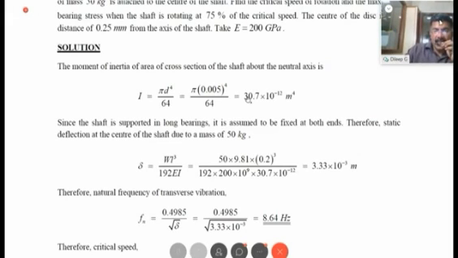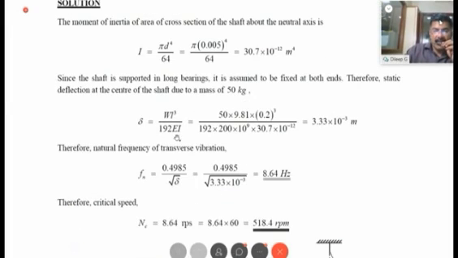അത് മാത്രമേ ആക്ട് ചെയ്യുന്നുള്ളൂ. അപ്പൊ ആ ലോഡ് കാരണമുള്ള ഡിഫ്ലക്ഷൻ ഓഫ് ദ ഷാഫ്റ്റ് നമുക്ക് കണ്ടുപിടിക്കുക. അത് കണ്ടുപിടിച്ചു കഴിഞ്ഞാൽ അതാണ് ഡെൽറ്റ. ആ ഡെൽറ്റ കണ്ടുപിടിച്ചു കഴിഞ്ഞാൽ അത് ലോങ് ബെയറിംഗ്സിലായതുകൊണ്ട് ഫിക്സ്ഡ് ആണ്. ഫിക്സ്ഡ് ആണെങ്കിൽ ഈ ഫോർമുല യൂസ് ചെയ്യുക, സെൻട്രൽ ഡിഫ്ലക്ഷൻ കിട്ടും. ആ സെൻട്രൽ ഡിഫ്ലക്ഷൻ നമ്മൾ ആദ്യം കണ്ടുപിടിച്ചു.